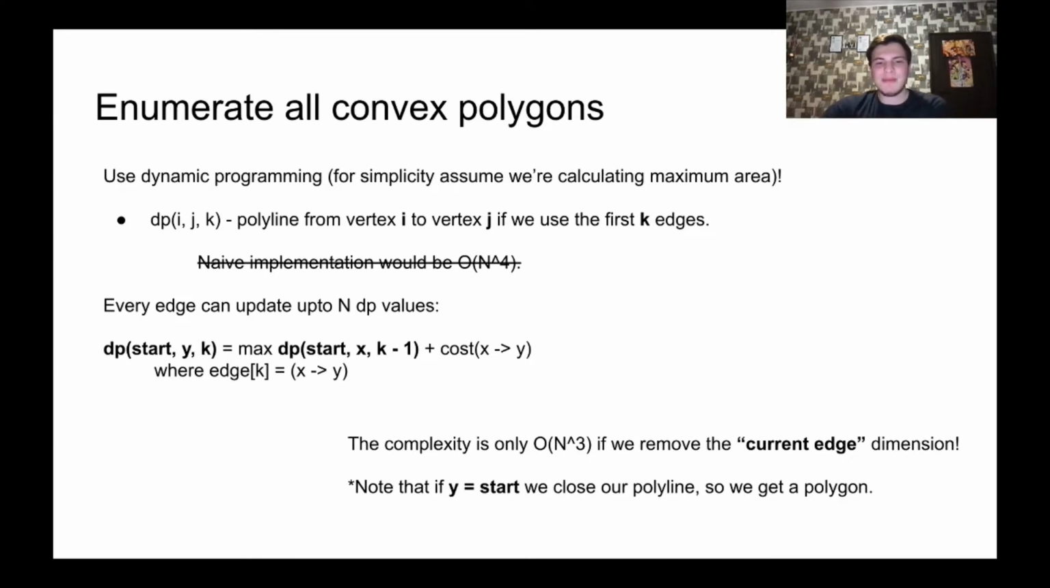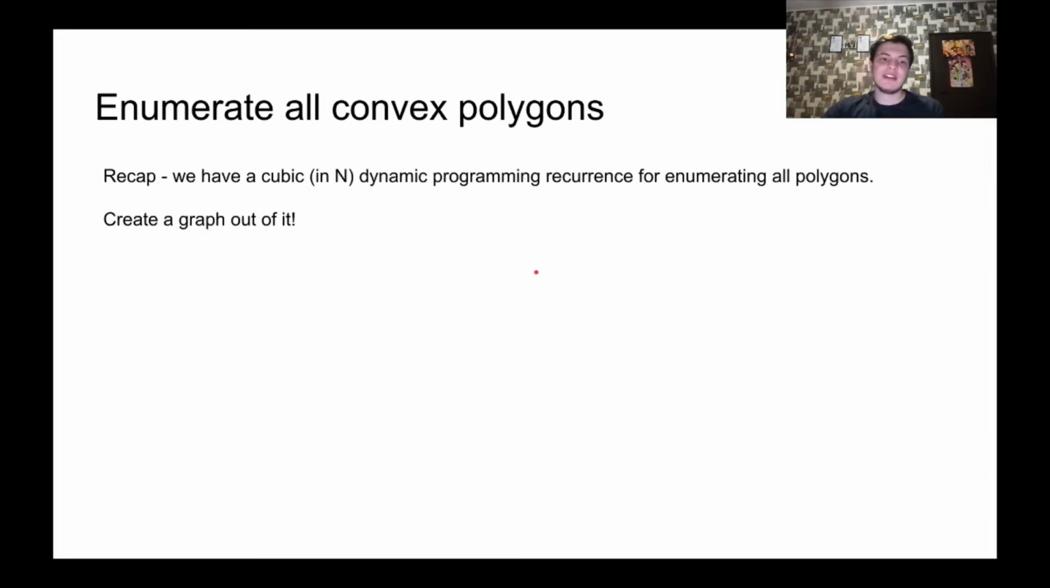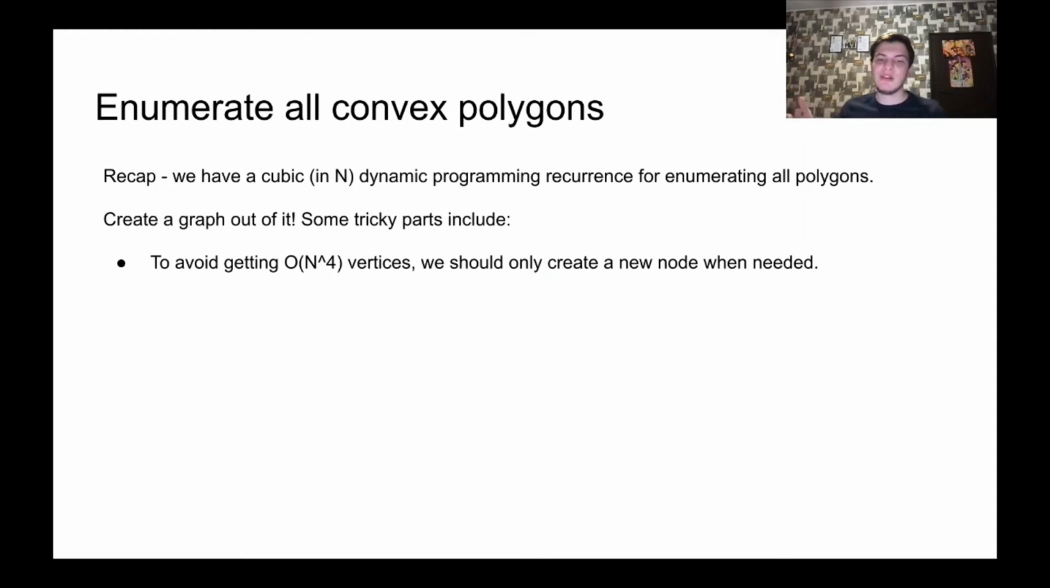The only problem is that we have a cubic way to solve the dynamic programming. However, if we just want to construct the graph, it will have quite a lot of vertices, like n to the power of 4 vertices. However, we can avoid creating all of the vertices. While building this initial DP for maximal values, we're only going to create a new node when we need it. Initially we create this DP, and in some sense we create the graph dynamically.